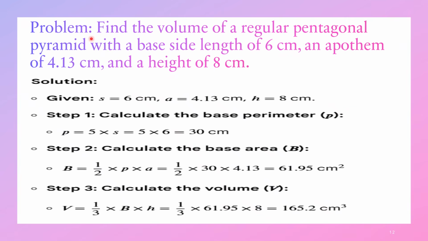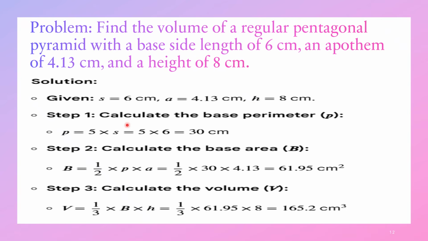Okay, example. Problem: find the volume of a regular pentagonal pyramid with a base side length of 6 centimeters, an apothem of 4.13 centimeters, and a height of 8 centimeters. So here are the givens: the side is 6 centimeters, the apothem A is 4.13 centimeters, and the height is 8 centimeters.